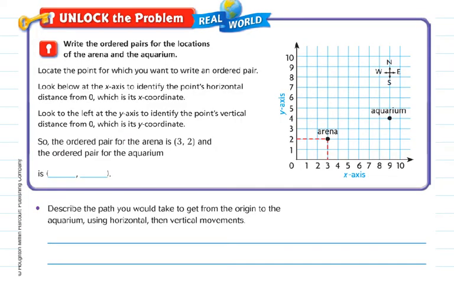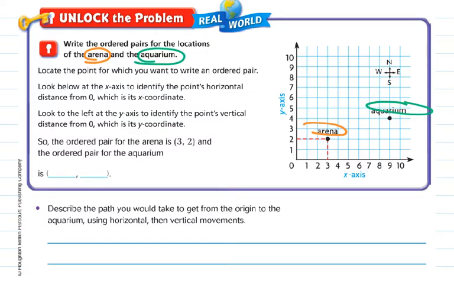So now we're going to do the unlock the problem, real world. It says write the ordered pairs for the locations of the arena and the aquarium. So it says locate the point for which you want to write the ordered pair. We're going to circle the aquarium in green, and the arena I'm going to circle in orange.